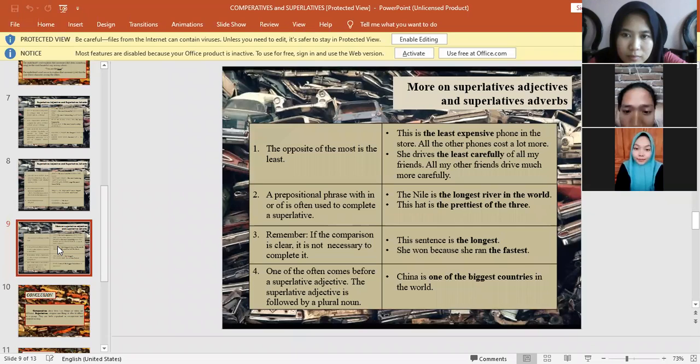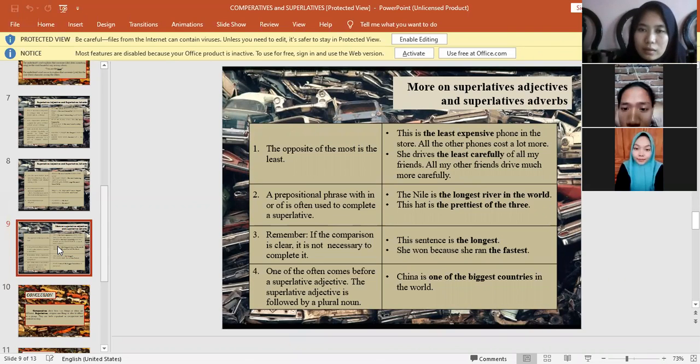More on superlative adjectives and superlative adverbs. The first, the opposite of the most is the least. For example, this is the least expensive phone in the store. All the other phones cost a lot more. She drives the least carefully of all my friends. All my other friends drive much more carefully.